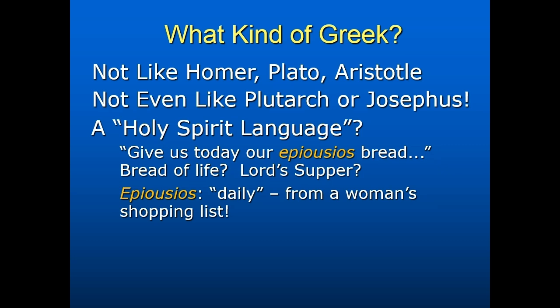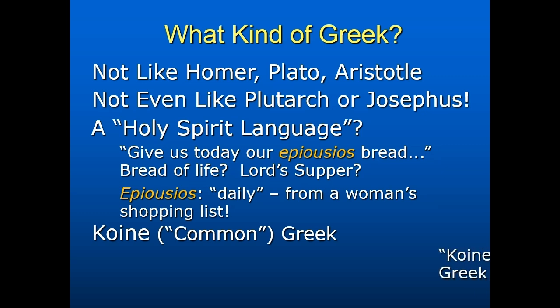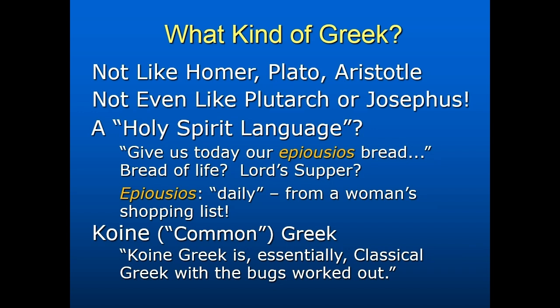And so, Koine Greek is not the Greek of the poets or philosophers. It's the kind of Greek real people spoke or wrote. The peoples whom Alexander had conquered learned Greek, but not all the literary subtleties and artful constructions of the classical age. What they learned was leaner, smoother, and more direct. One scholar memorably observed, "Koine Greek is, essentially, classical Greek, with the bugs worked out."